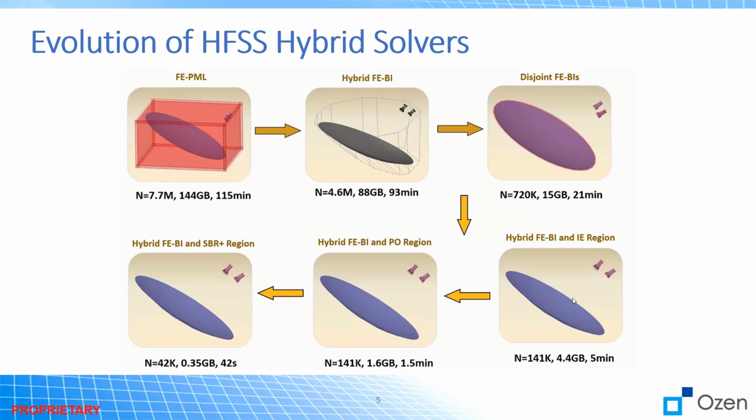Finally, let's look at an example of how the development of these solvers has dramatically improved our ability to model a system such as this reflector antenna with 2 offset feed horns. The first way we can model this is to simulate the full volume with finite elements, using a perfectly matched layer as an absorbing boundary.